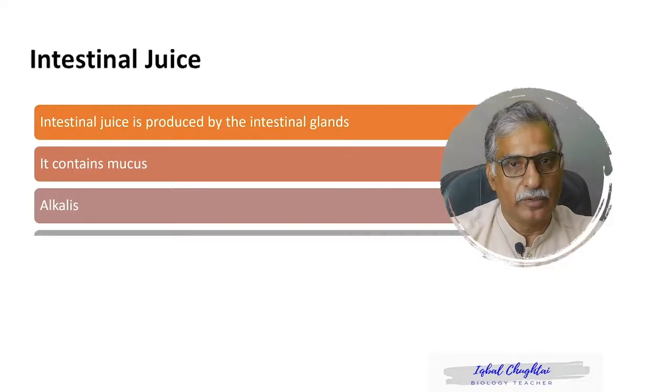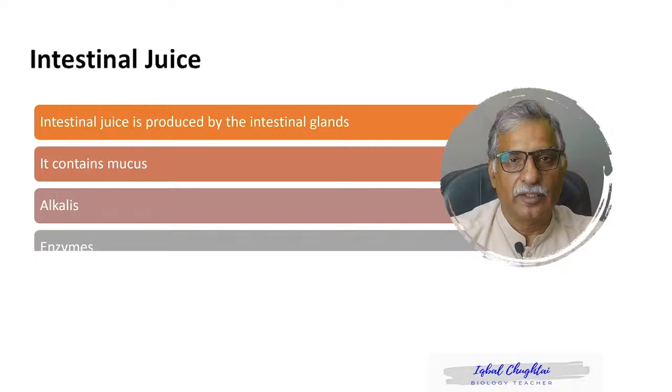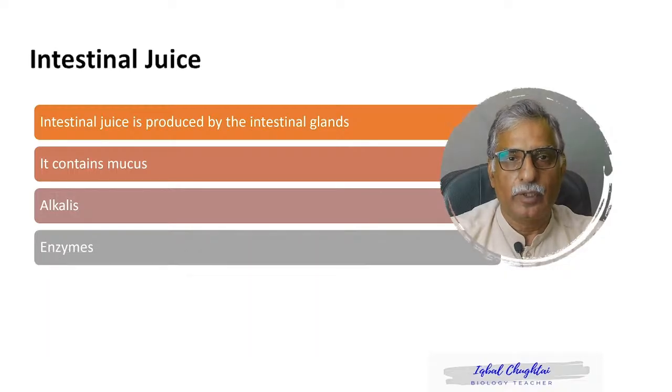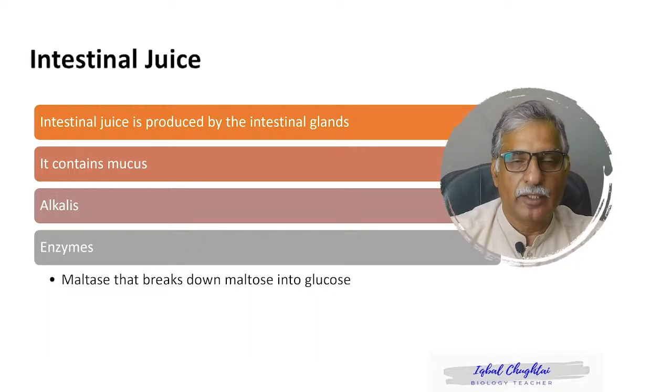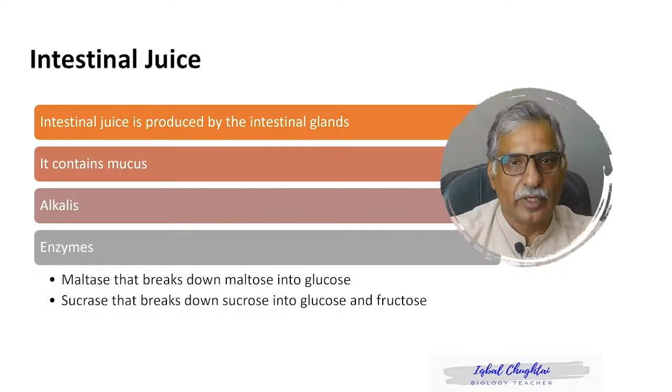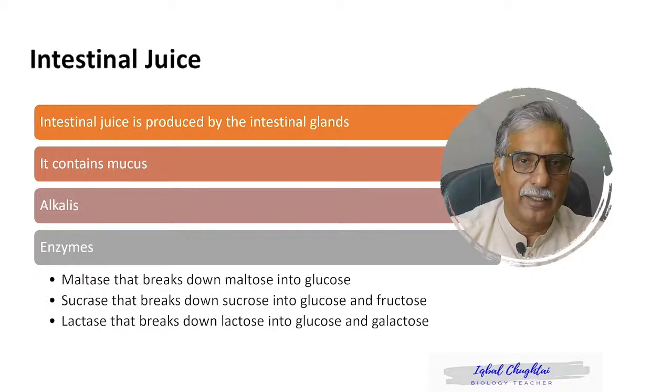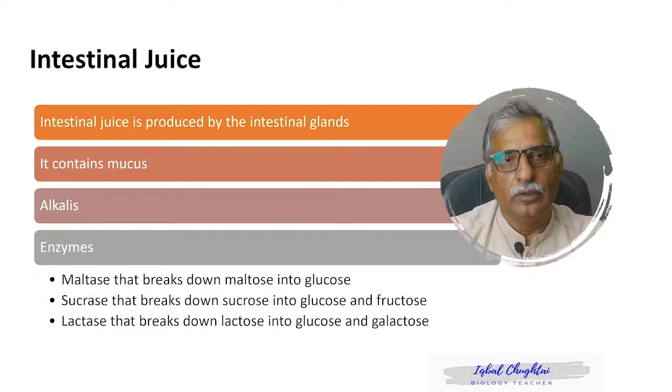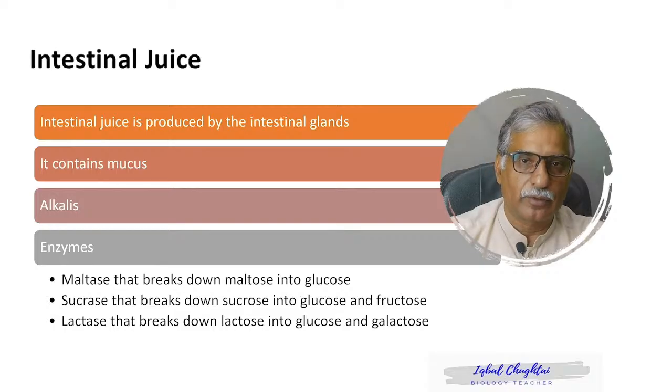Along with the mucus, these intestinal glands produce some enzymes. They produce an enzyme known as maltase that digests maltose, a disaccharide, into glucose. Another enzyme, sucrase, breaks down sucrose molecules into fructose and glucose. And another enzyme, lactase, breaks down lactose present in the milk into glucose and galactose.